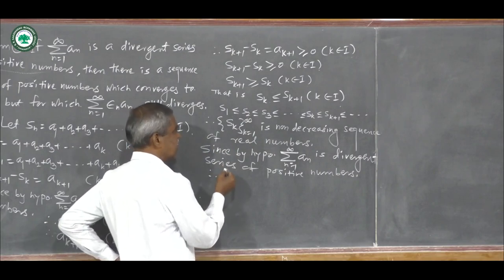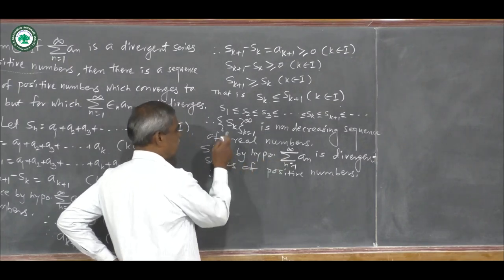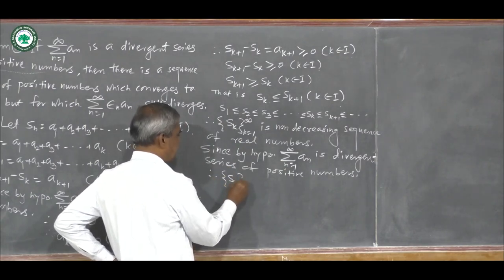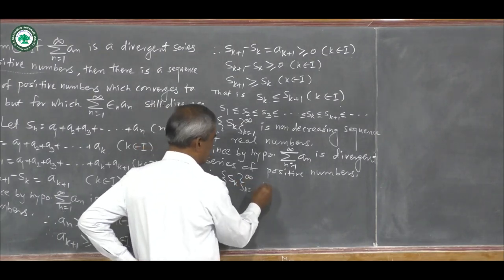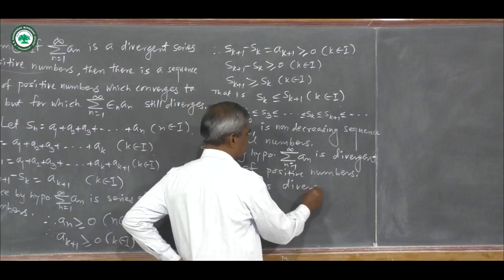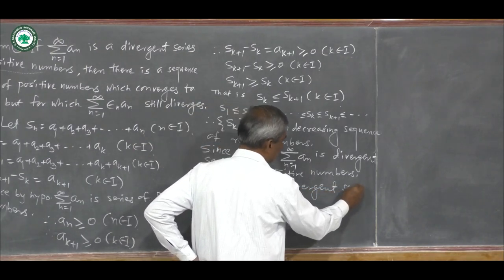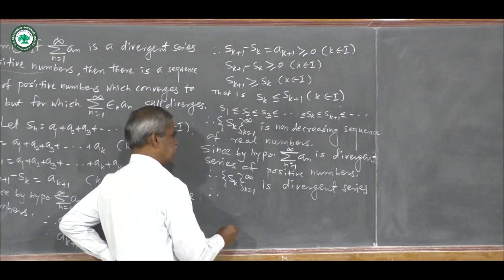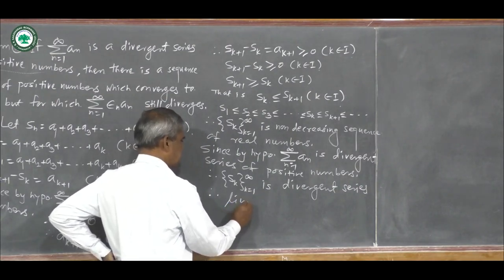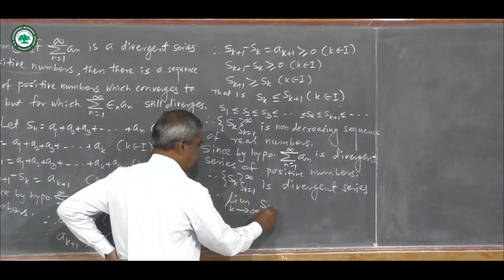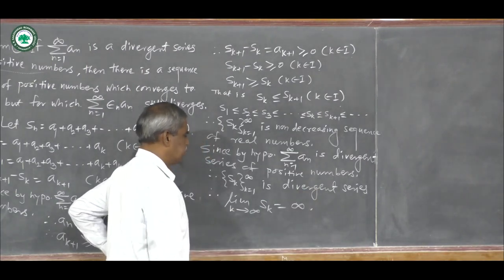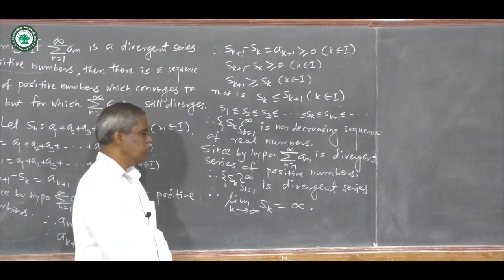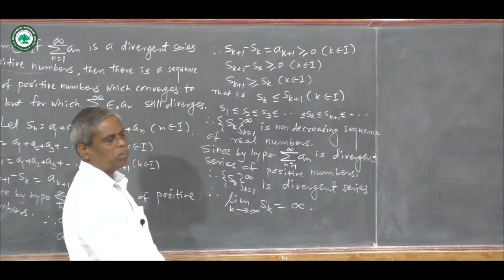by definition of divergent series, sigma a_n diverges, therefore the sequence S_k diverges. Therefore, by definition of a sequence diverging to infinity, the limit as k tends to infinity of S_k is equal to infinity. The limit as n tends to infinity of S_n is equal to infinity.